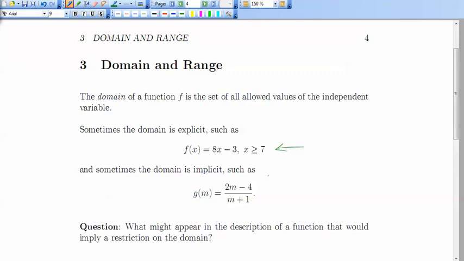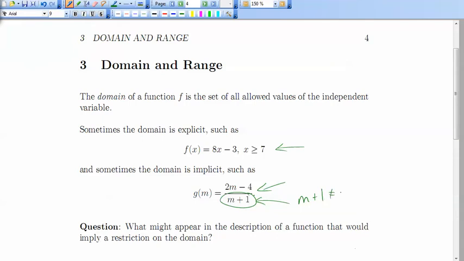If we look at our function g down here, there's no explicit restriction, but we notice in the denominator we've got an m plus 1. We've got a variable in our denominator, and we know that you can never divide by 0. It can't be done. It's one of the fundamental rules of arithmetic. So that means that that m plus 1 can never be 0.